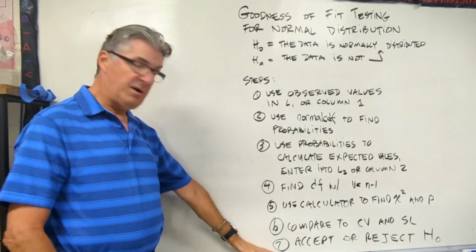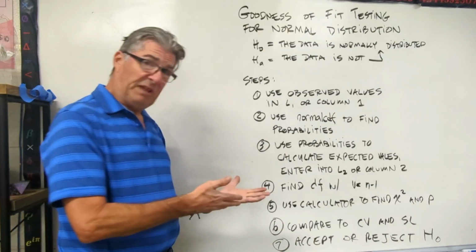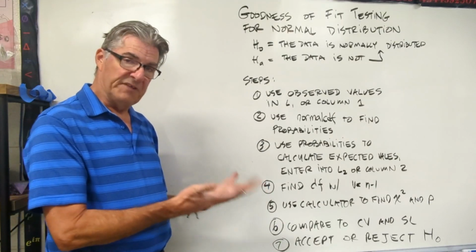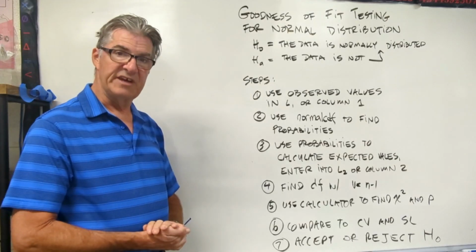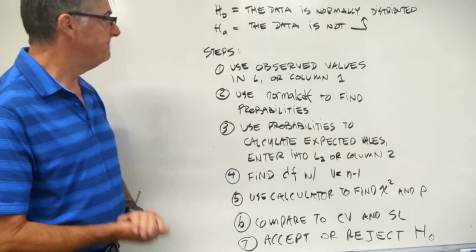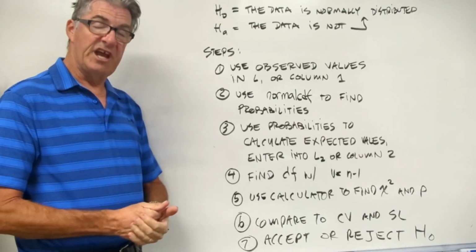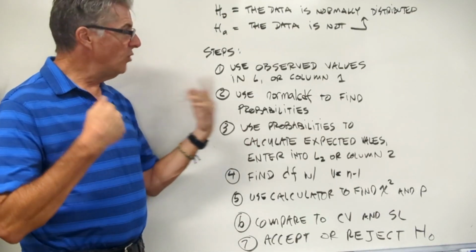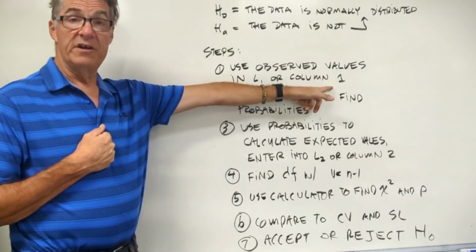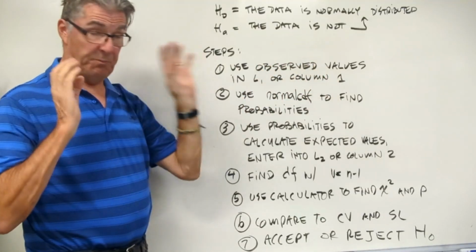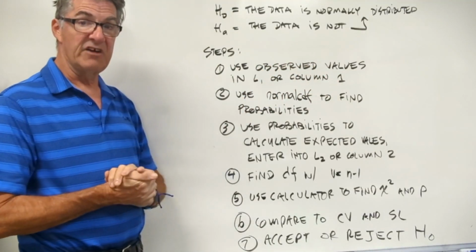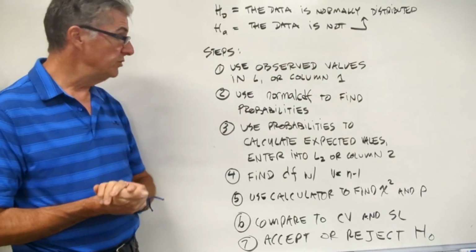Okay, so I've outlined a bunch of steps here. I'm going to explain those steps briefly, and then we're going to do them with an example. Okay, so let's get started on that. You're going to use the observed values for each category in your L1 or column 1 on your Nspire. So you're going to just put those values directly in the calculator. They're going to be given to you.